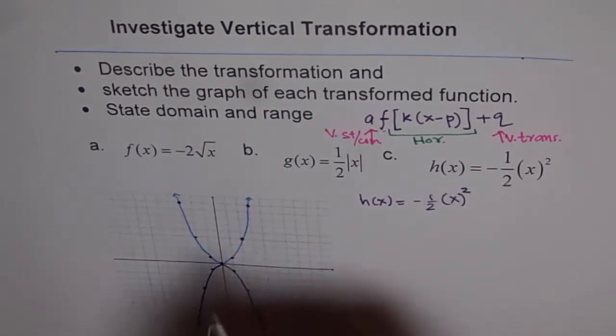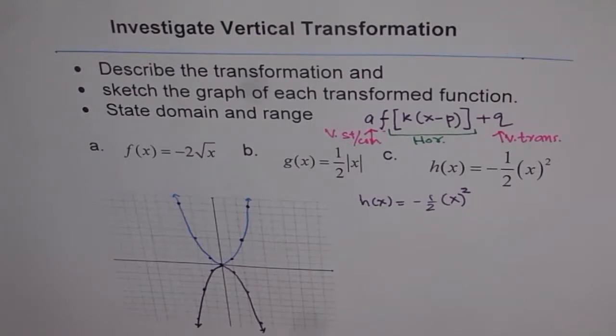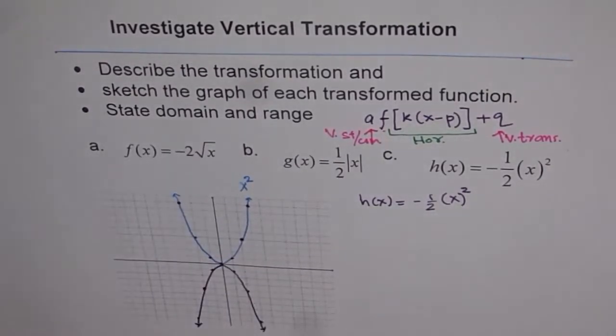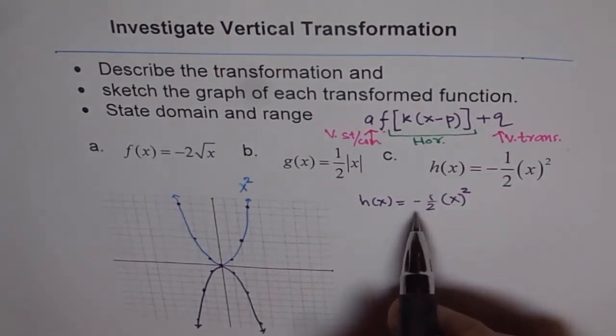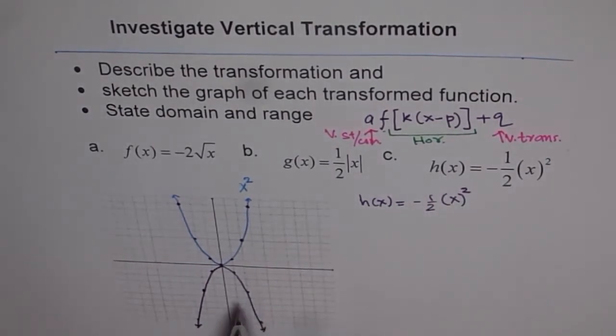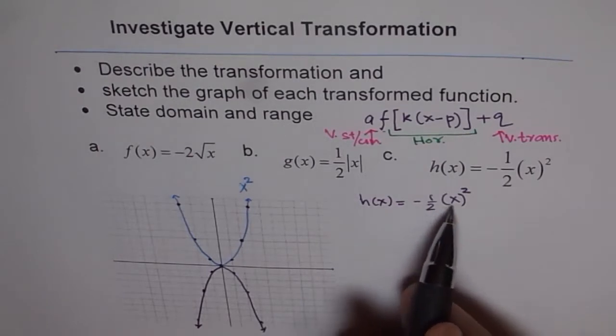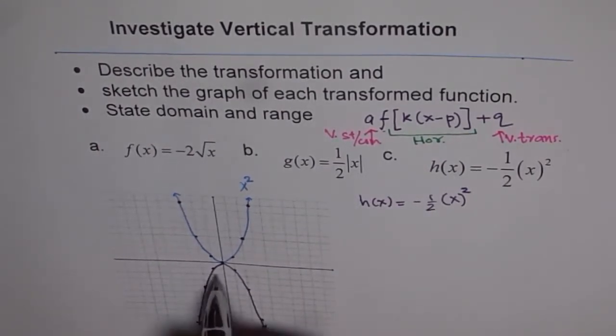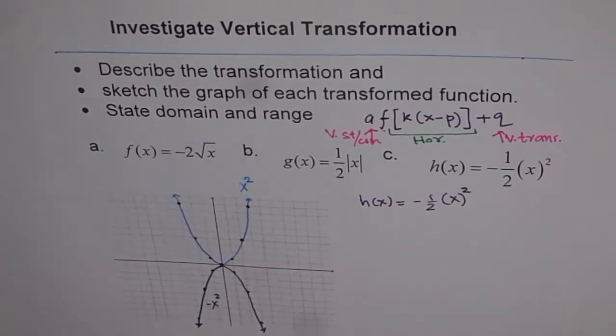So what have we done so far? First thing which we did was we sketched our parent function x squared. And then what did we do? We did the first step, which is minus of x squared, right? So this is minus x squared, this graph which we have. So we reflected this graph, and let me write down now the steps.